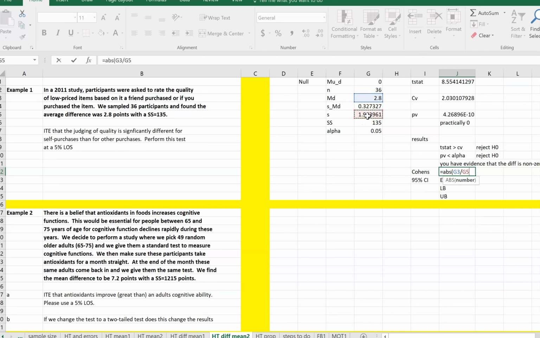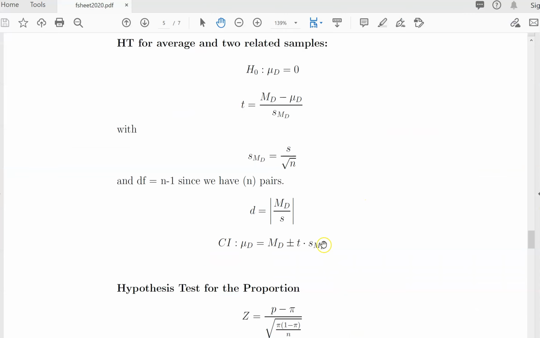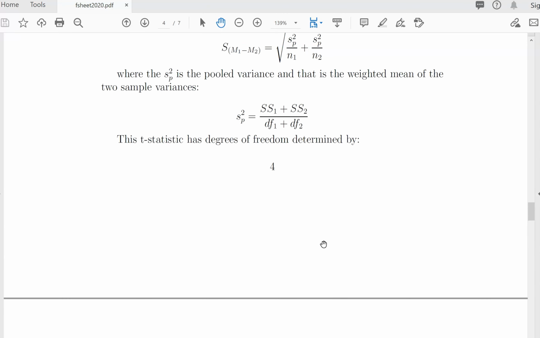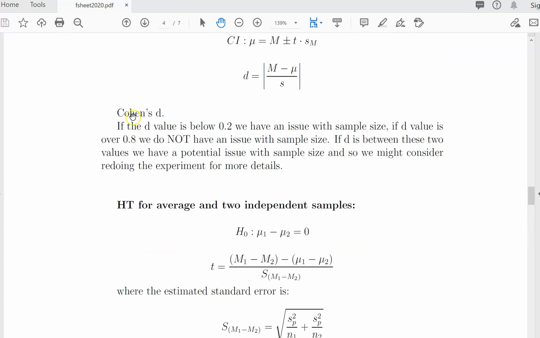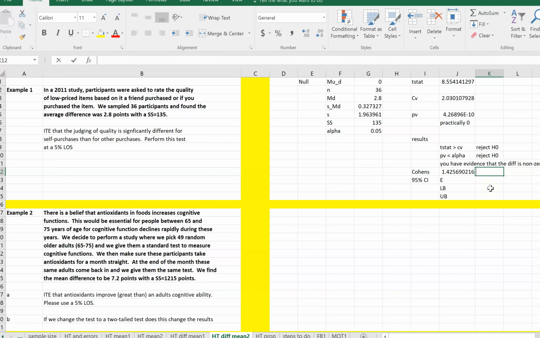Notice we're getting rid of the use of sample size here. So the mean difference is 1.42. That's the Cohen's d measurement, 1.42. Good news is I like to have a complete formula sheet up here. If the d value is over 0.8, we do not have an issue with sample size. That's awesome. So if we're over 0.8, we have no issue with the sample size. What does that mean? Effect size is large, and that's awesome.